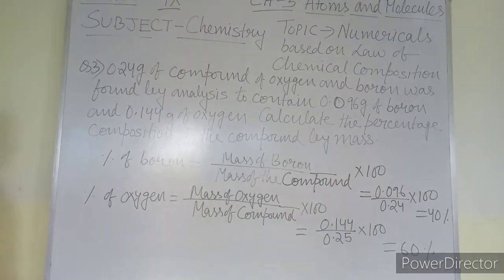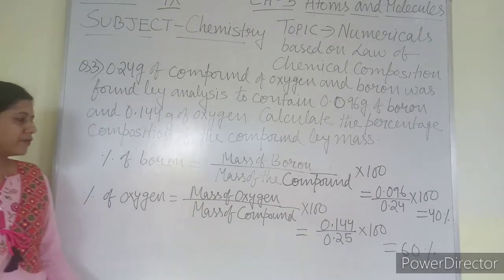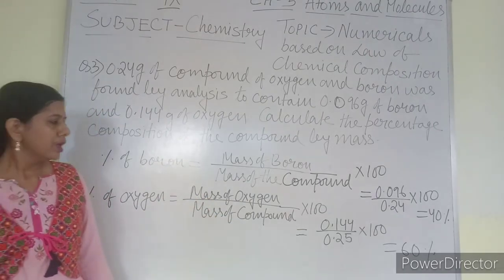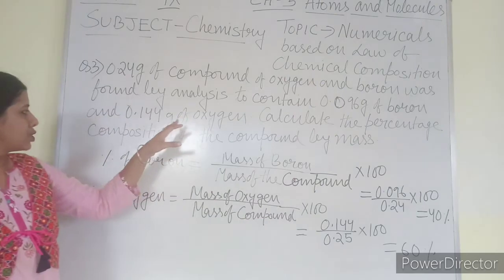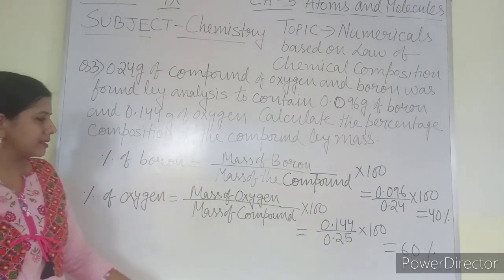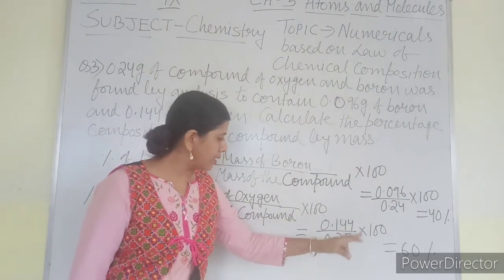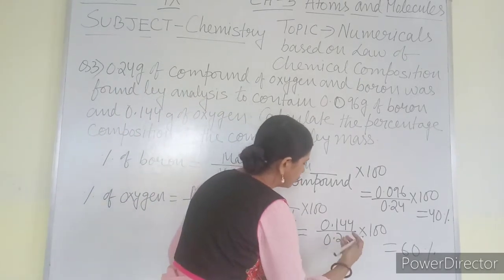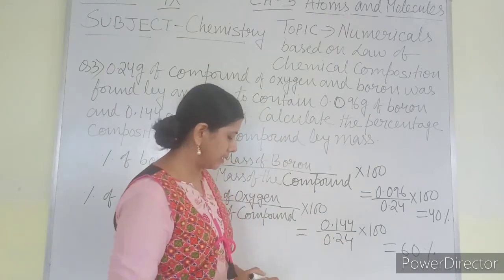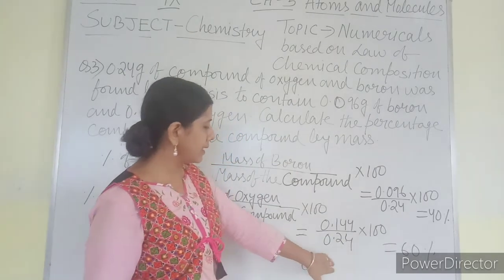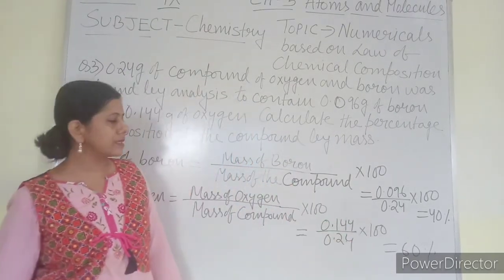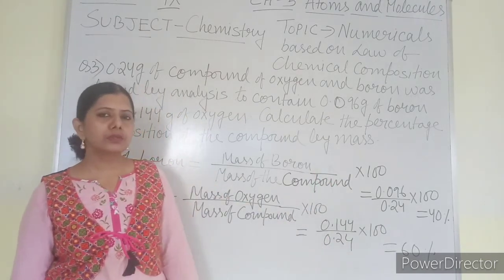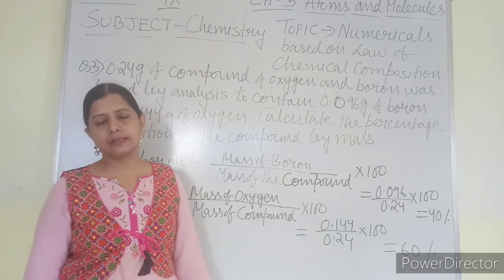Next is percentage composition of oxygen. So the same formula, mass of oxygen by mass of the compound into 100. In the question only the mass of oxygen is written as 0.144 by mass of compound is 0.24 into 100. So if you solve this one, again you are going to get the answer as 60%. You know how to solve this. First you will remove the decimal and then divide and then get the answer.